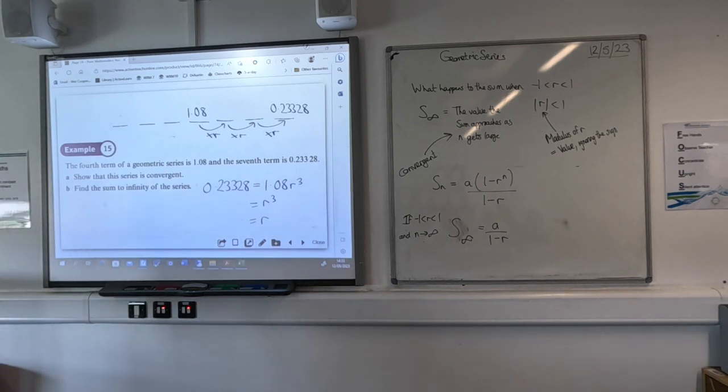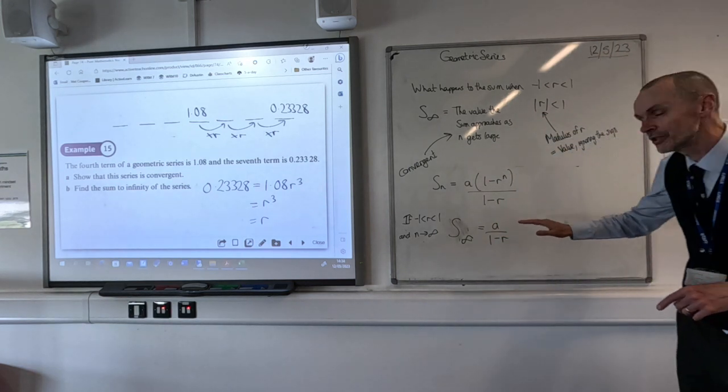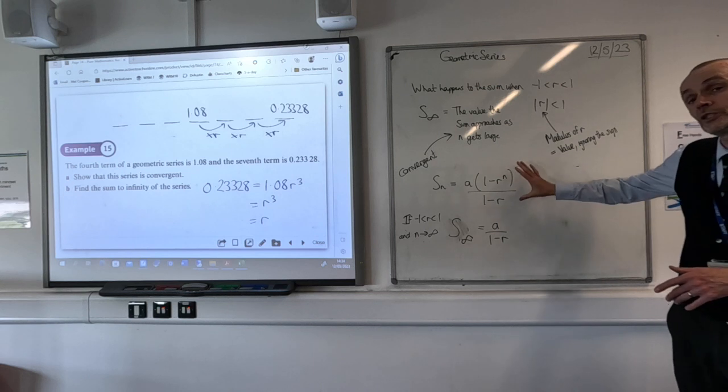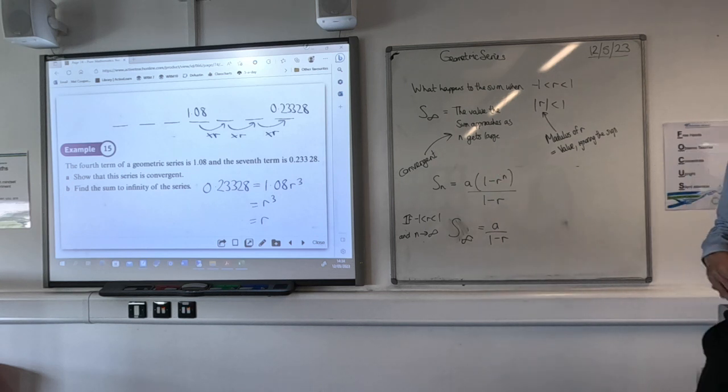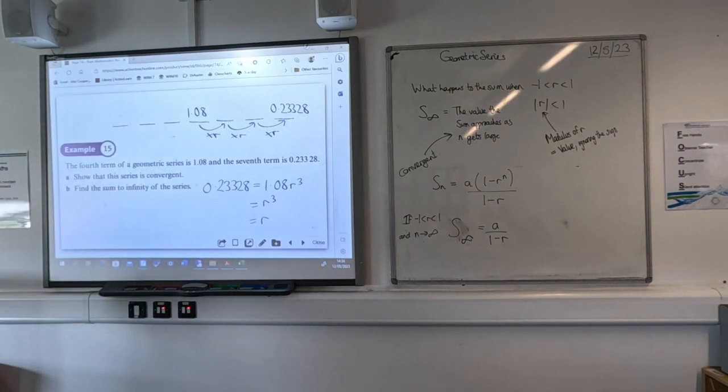Then you can use the formula. You don't use this formula if you're being asked for the sum to infinity. You use this formula. You could still be asked for the sum of the first 10 terms, in which case you'd use this formula. But having shown that r is a small number, and we've been asked to find the sum to infinity, then it's a over 1 minus r.